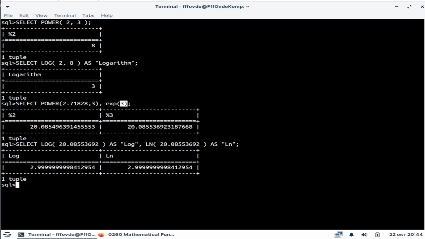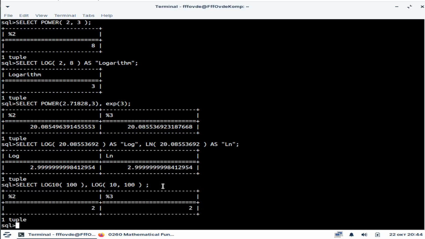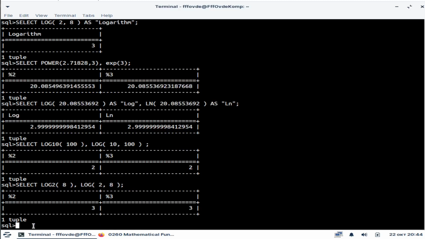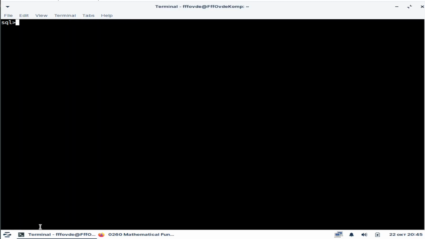Just like with Euler number, we have specialized functions if base number is 10. If base number is 10, we don't have to type it explicitly like this. We can just use log 10 function. So if I run this, I would get number 2. And we also have log 2 function, which will use number 2 as a base. So we can use it like this. I will now clean my screen.